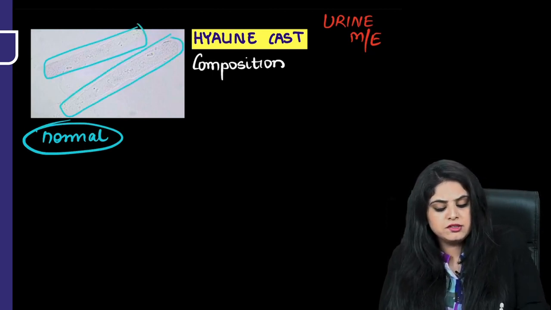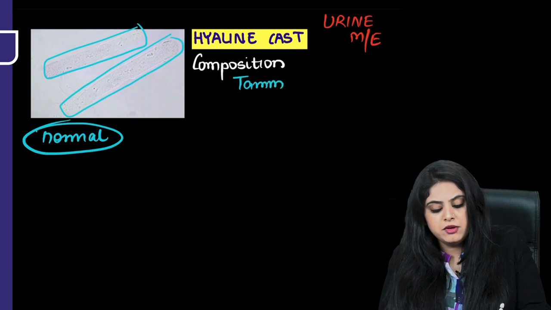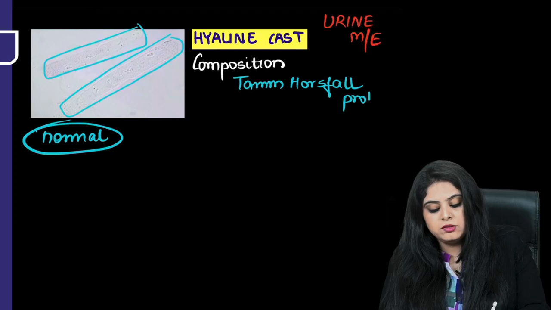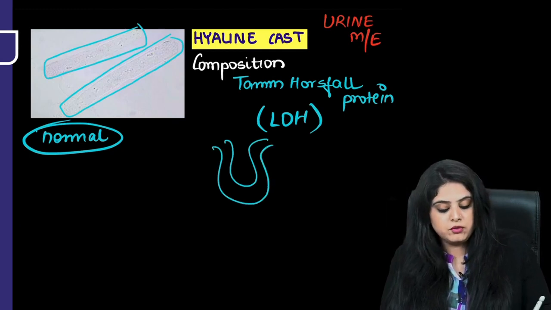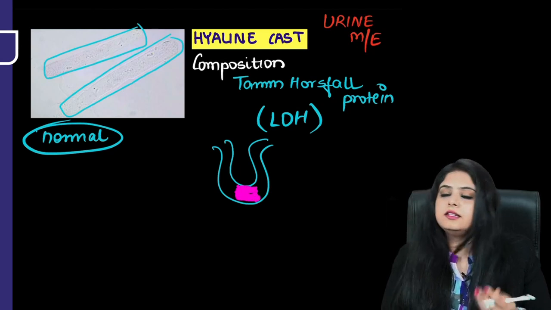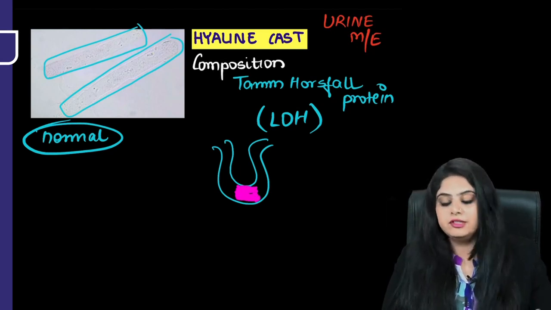So they will ask you, what is it made up of? It is made up of Tamm-Horsfall protein. So who is making Tamm-Horsfall protein in our body? Loop of Henle. The loop of Henle makes Tamm-Horsfall protein. It's a protein that is made. That is why it looks like a cylinder. It can come out in any normal person's urine sample.